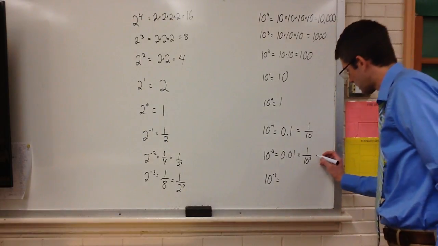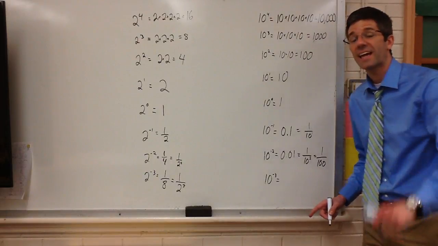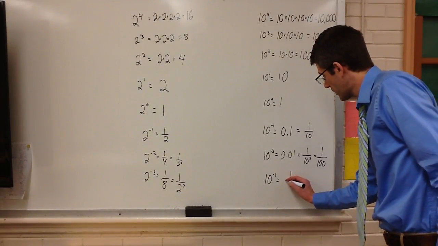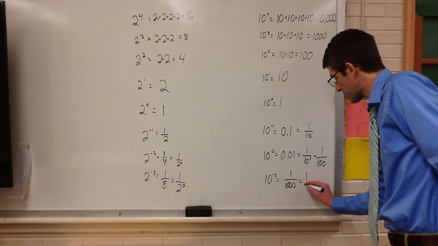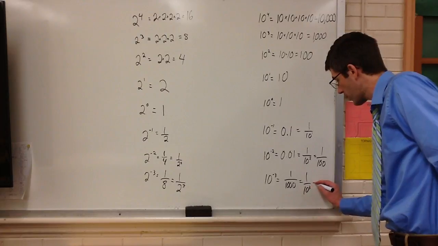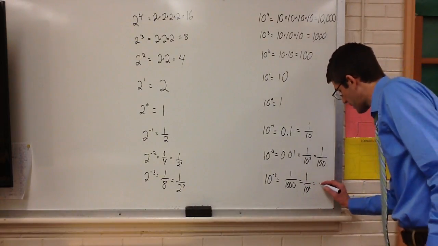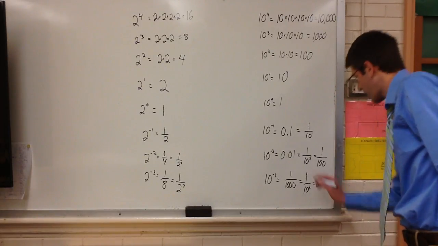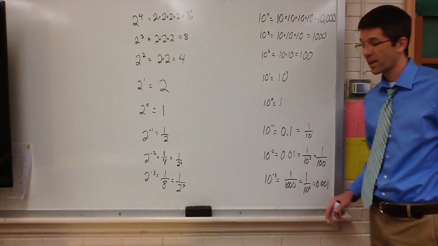It's just one of those neat things that happens. You can write it like this as well, 1 over 100. 10 to the negative 3 is 1 over 1,000. It's the same thing as 1 over 10 to the third. And if you wanted to write it like a decimal, you could. And writing it like a decimal would make it tenths, hundredths, thousandths. Tenths, hundredths, thousandths, ten-thousandths. There we go.